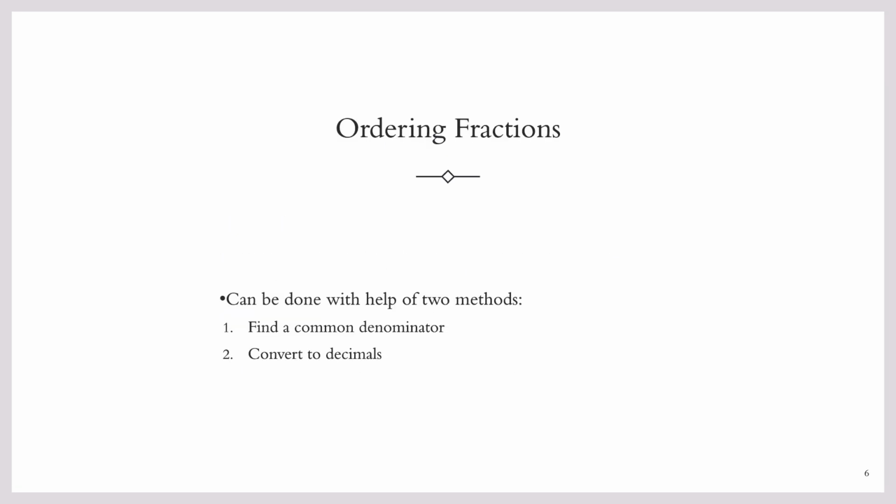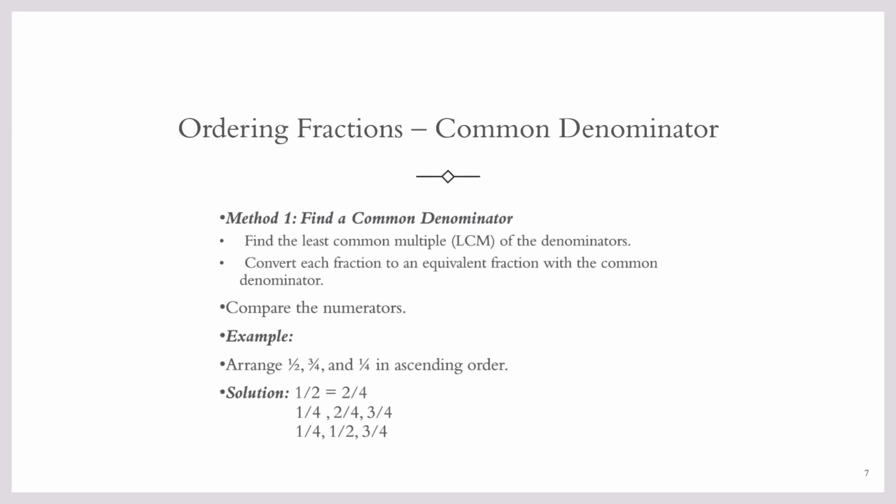Now let's talk about ordering fractions. Fractions can be ordered in two different ways. The first one is to find a common denominator, and the second one is to convert to decimal. Let's see how they are done. If we are talking about the common denominator, which is the first method, we are going to find the LCM of the denominators. Then we convert each fraction to an equivalent fraction with the common denominator.